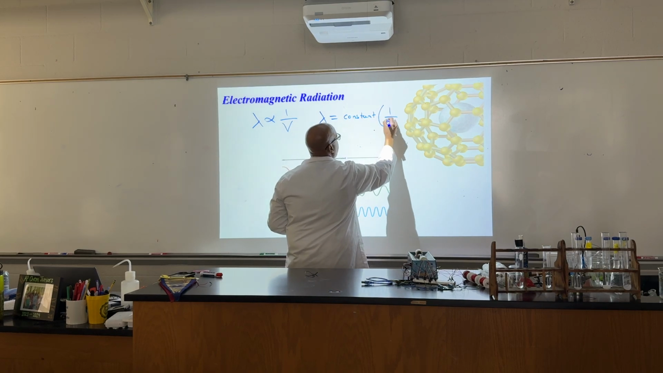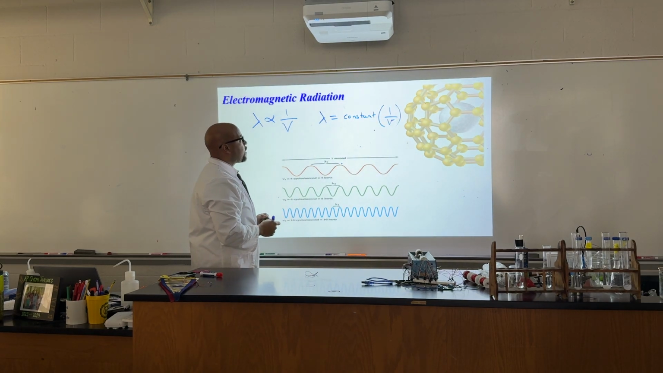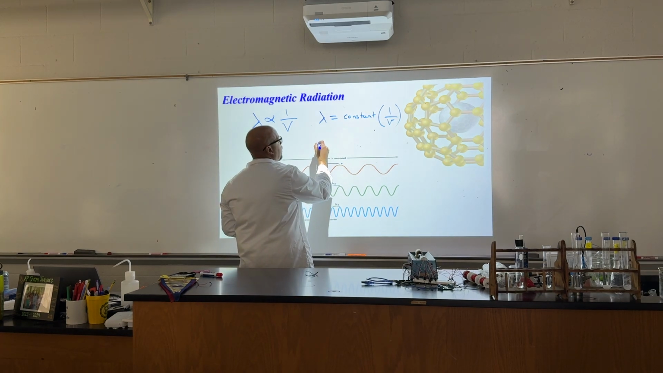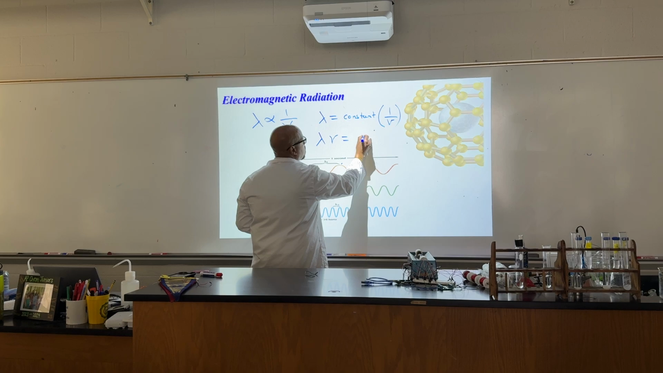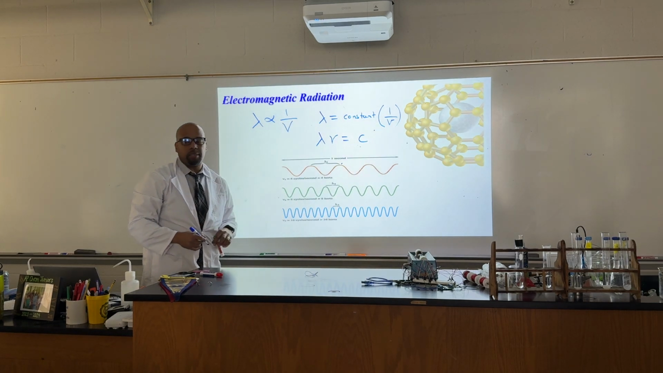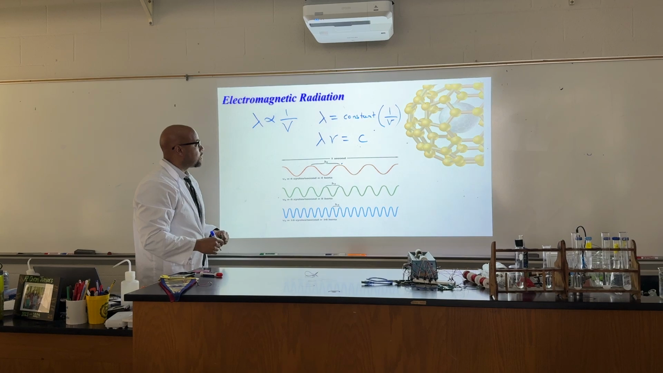So I can go in here and simply say the wavelength is equal to a constant times 1/the frequency. And when I look at it, if I solve for the constant, I can say that the wavelength times the frequency is equal to a constant, which I'm going to call C in this case. I'll just spell constant out. Watch what's going to happen here.